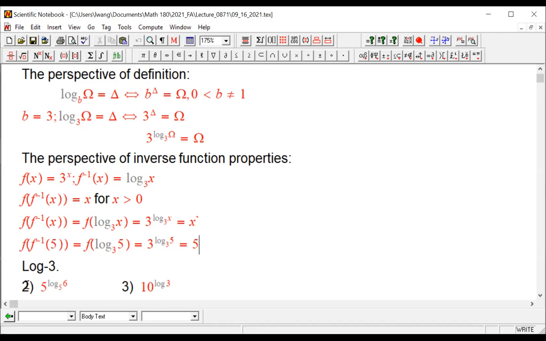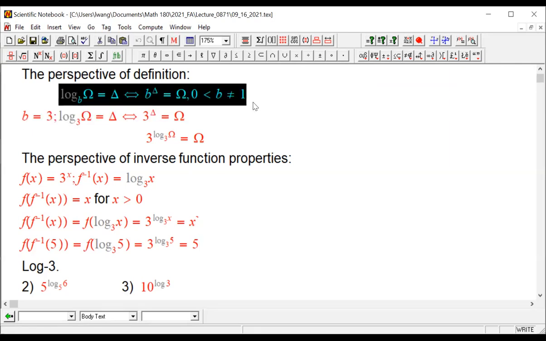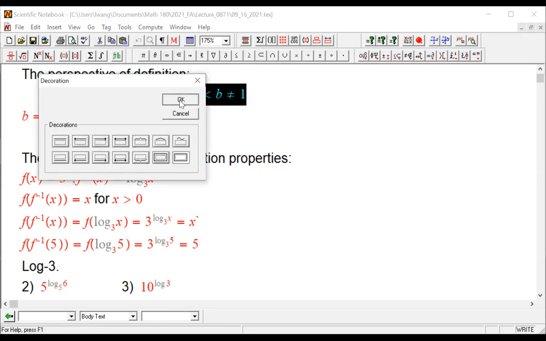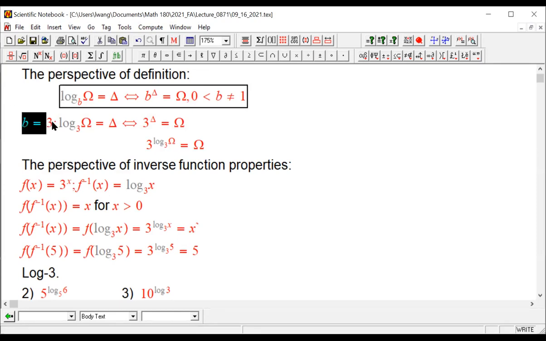Yeah, so you work on number 2 and number 3, and you look at these two perspectives. Basically, you're applying the definition. This is a general definition, from general definition to special case. The special case is b equals 3. And the other one is a compositional function. That's the other perspective. Okay, ready, set, go. So I'm going to open all rooms.